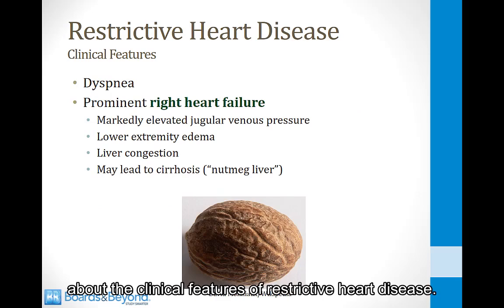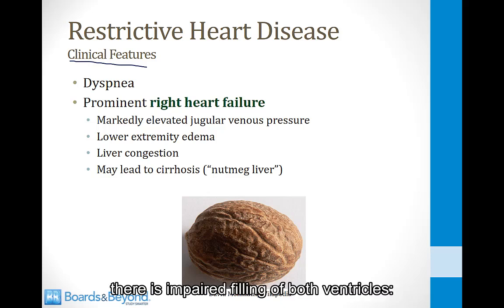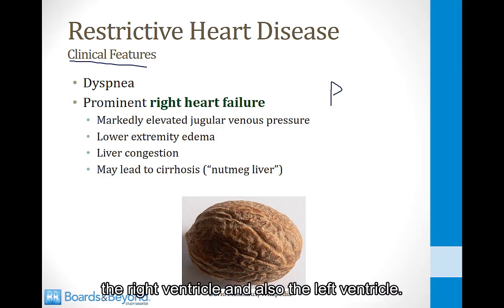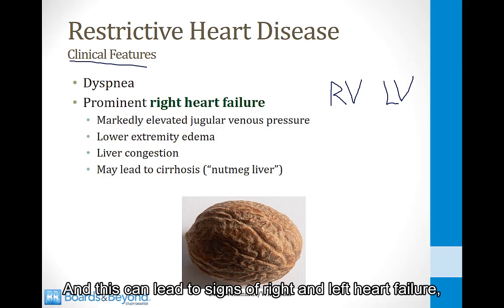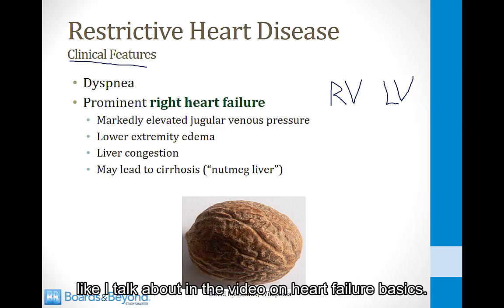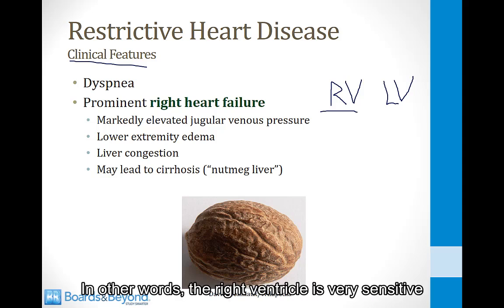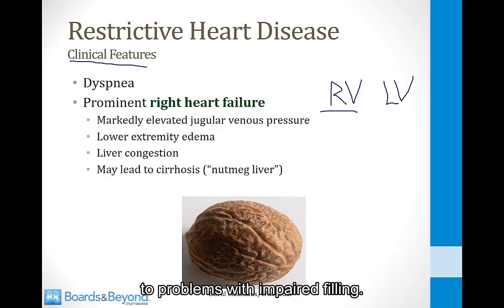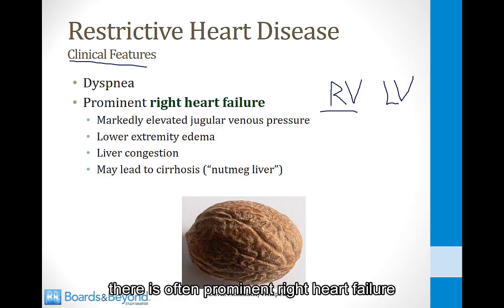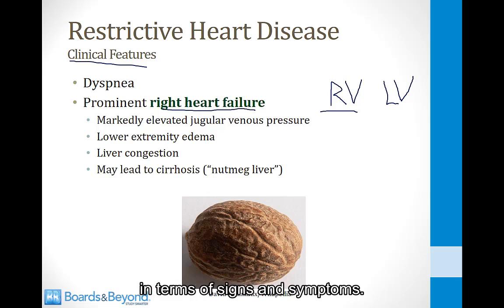Let's talk a little bit more about the clinical features of restrictive heart disease. So in restrictive cardiomyopathy, there is impaired filling of both ventricles, the right ventricle and also the left ventricle. And this can lead to signs of right and left heart failure, like I talk about in the video on heart failure basics. But one thing you should be aware of is that in restrictive cardiomyopathy, the right ventricle is affected much more than the left ventricle. In other words, the right ventricle is very sensitive to problems with impaired filling. Therefore, in restrictive cardiomyopathy, there is often prominent right heart failure in terms of signs and symptoms.